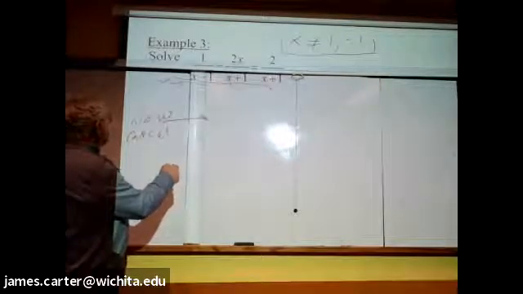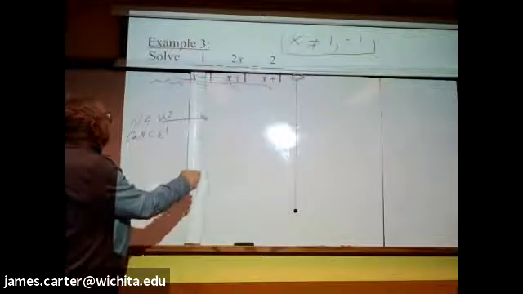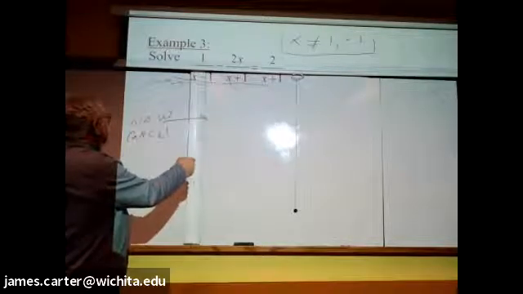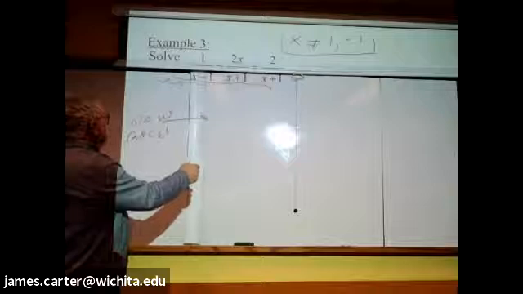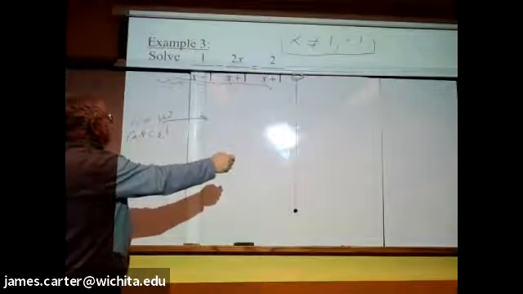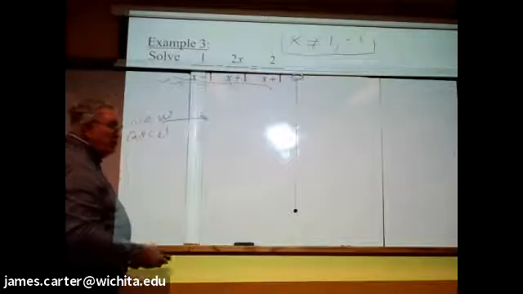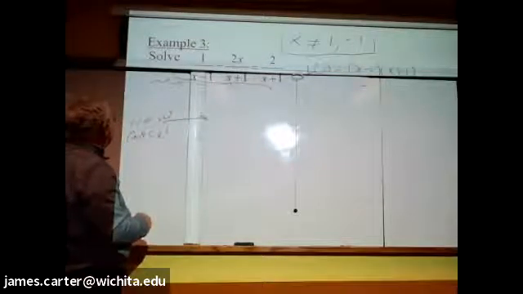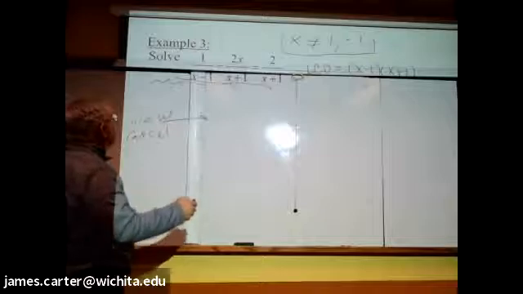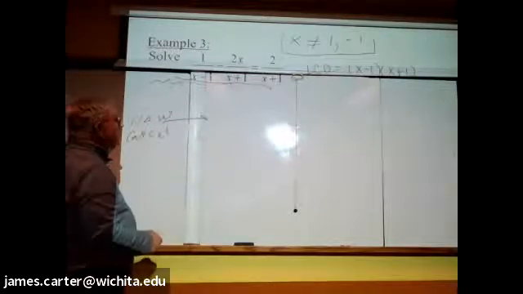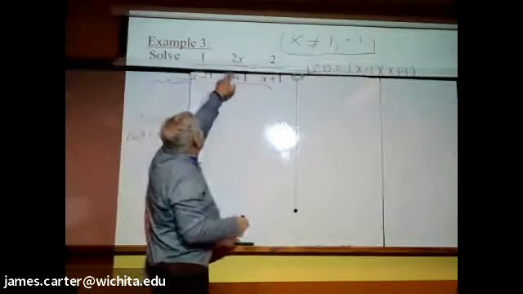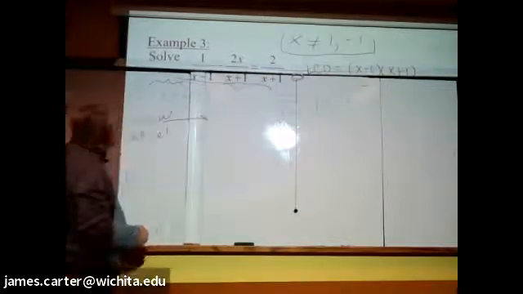So if x is positive 1, 1 minus 1 would be 0. So x cannot be positive 1. Likewise, if x is negative 1, then we would have a 0 again. So x can't be negative 1. So we've got to watch out for those disclaimers anytime there are variables in the denominator. Now, our common denominator is going to be x minus 1 times x plus 1. So we're going to multiply that common denominator times all three of these terms.